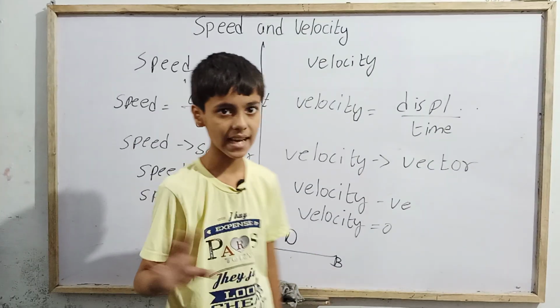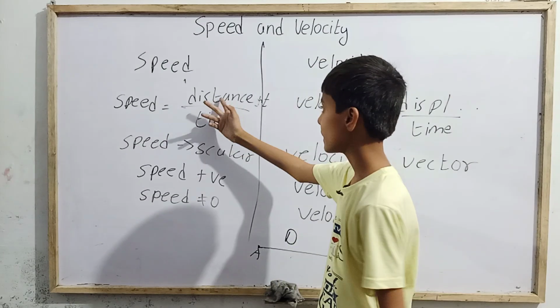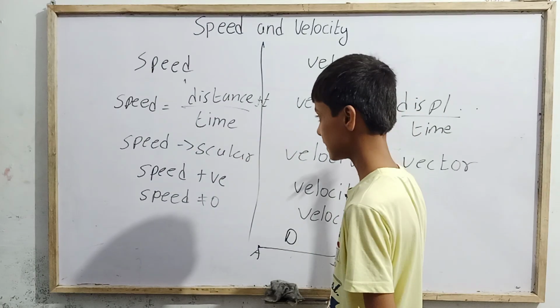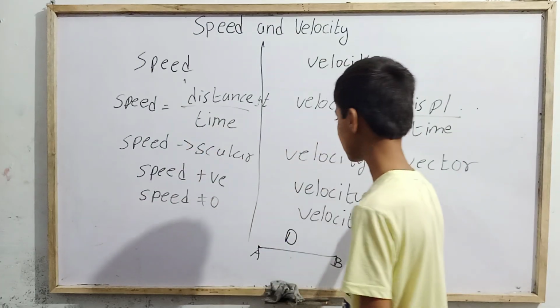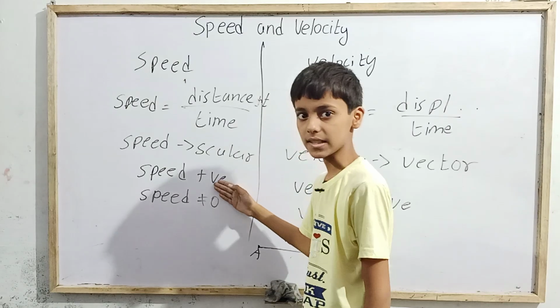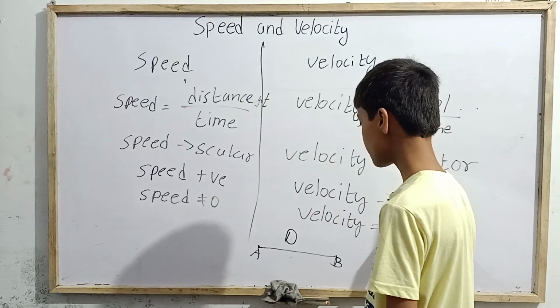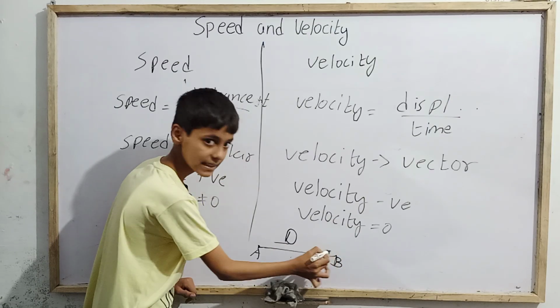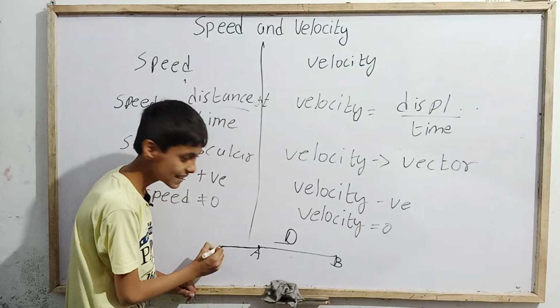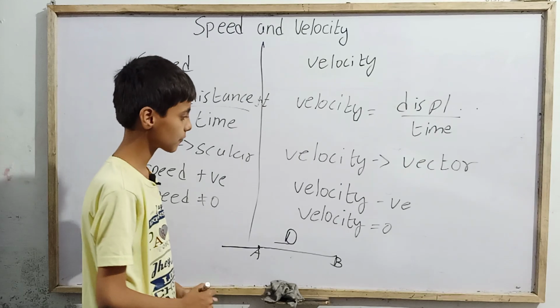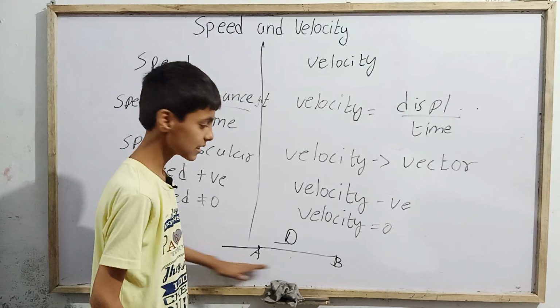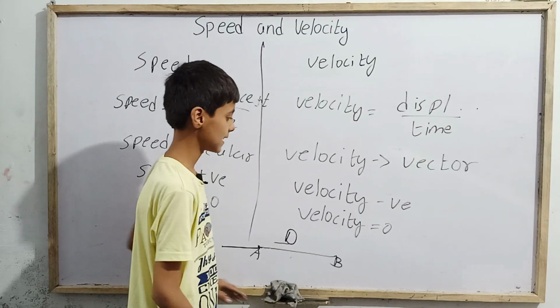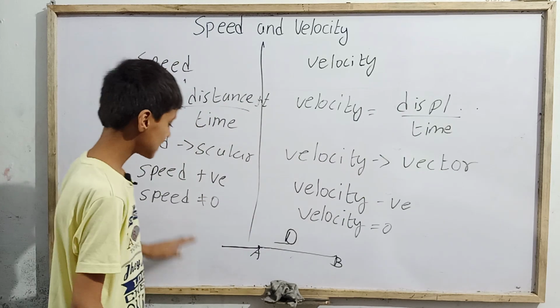So the main differences are those. Speed depends upon distance and velocity depends upon displacement. One is scalar, the other is vector. Speed is always positive, while velocity can be negative also. Imagine going from A to B and then returning, in the negative direction the displacement becomes negative. Velocity can be 0, but speed is never 0.